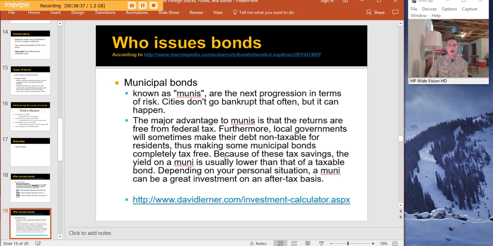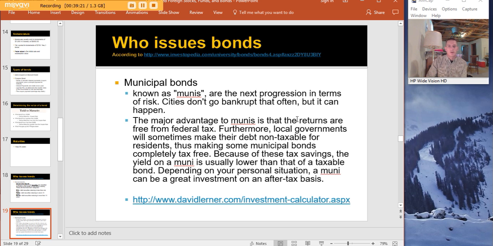Then we have municipal bonds. In the world of investing, we call them munis, and they are typically the next progression in terms of risk. Cities typically don't go bankrupt that often. Have we all heard of a city that's filed for bankruptcy? Yes, Detroit, and I'm sure there are others. It's not as frequent as corporations filing for bankruptcy. So their risk is typically lower than corporate bonds, but more risk than the federal government's debt.